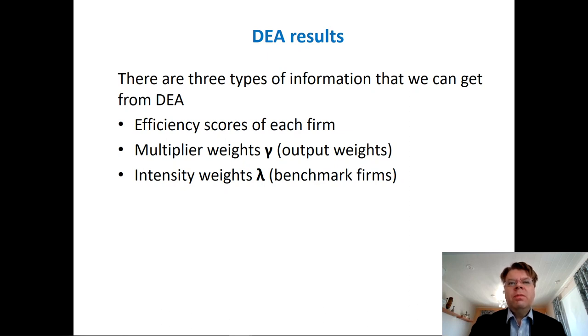We have also another type of weights called intensity weights, indicated by the Greek letter lambda. Those lambda weights are weights for those units in the samples or benchmarks. The basic idea is that these lambda weights can be positive values for the efficient units in the sample, which can then be used as role models for the inefficient units. And the inefficient units are compared to those efficient ones, especially using these lambda weights. I'll discuss this in more detail in the following.